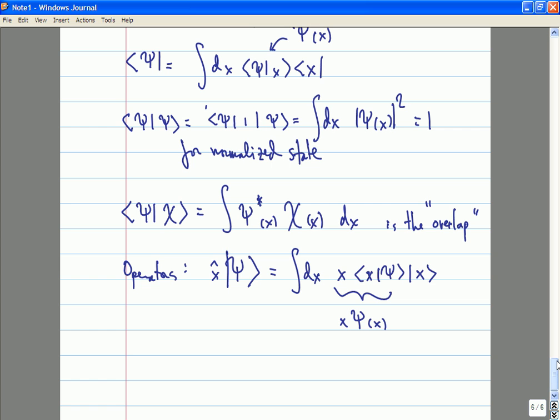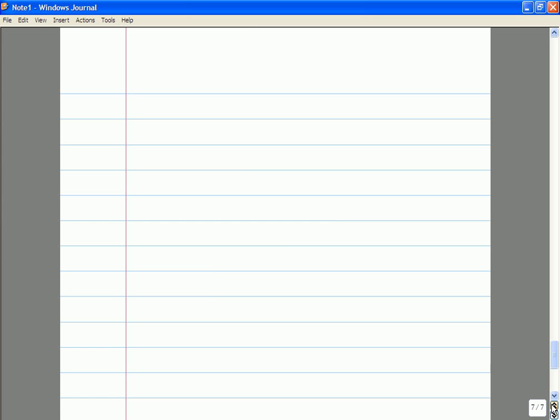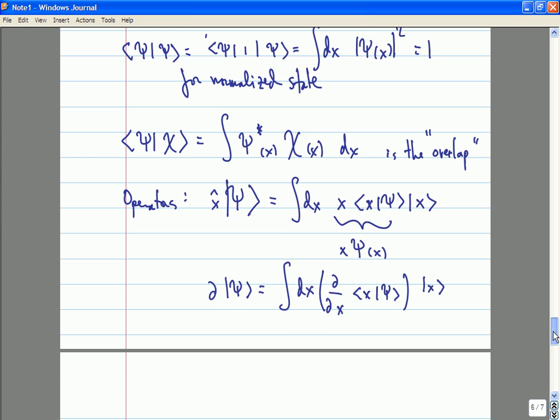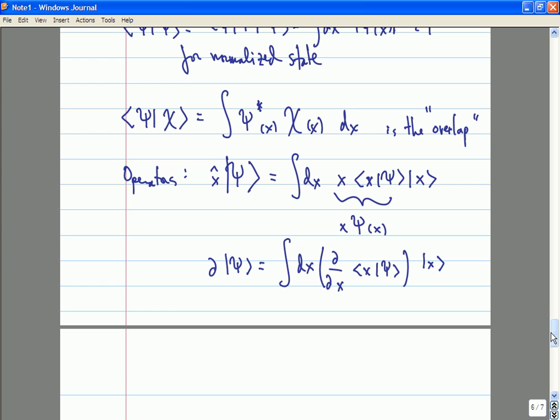Another more interesting operator would be the derivative operator, whose action on a state psi is defined by its action on the wave function. In particular, it'll be the x derivative of the wave function in this basis. And it's easy enough to check that this derivative operator, as I have defined it, is anti-Hermitian. So the way that we show this is by using integration by parts.